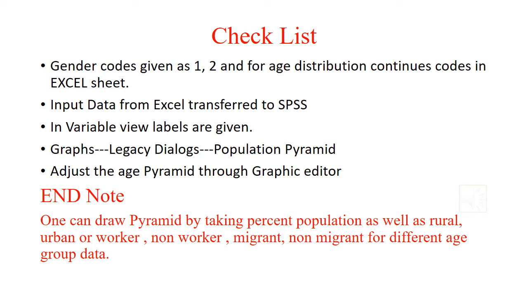From that, go to the graphs, legacy dialog, and click population pyramid. From that, you will generate the population pyramid, and then adjust the age pyramid through the graphic editor. Here I would like to specify the end note. One can draw a pyramid by taking percentage population as well as rural, urban, or worker, non-worker, migrant, non-migrant for different age groups of the data according to their research problems and research output.